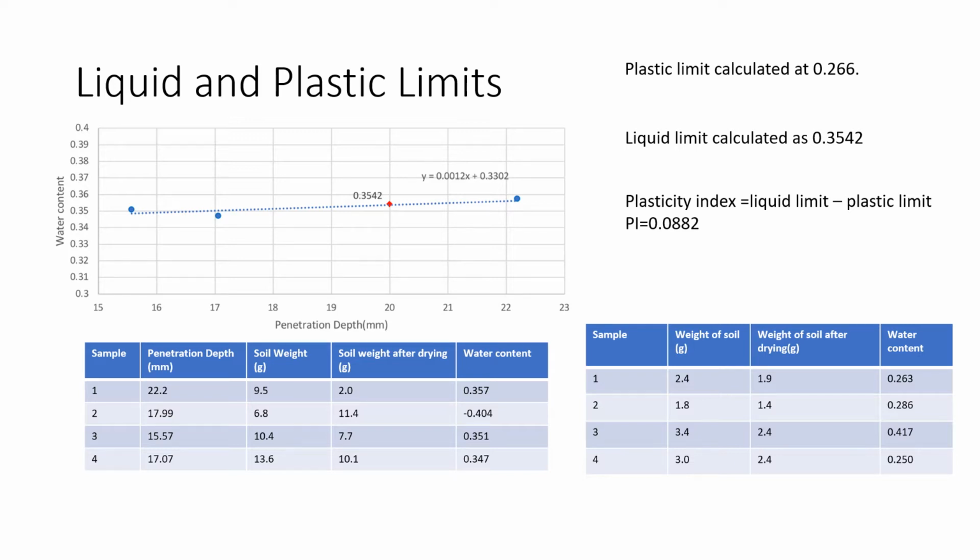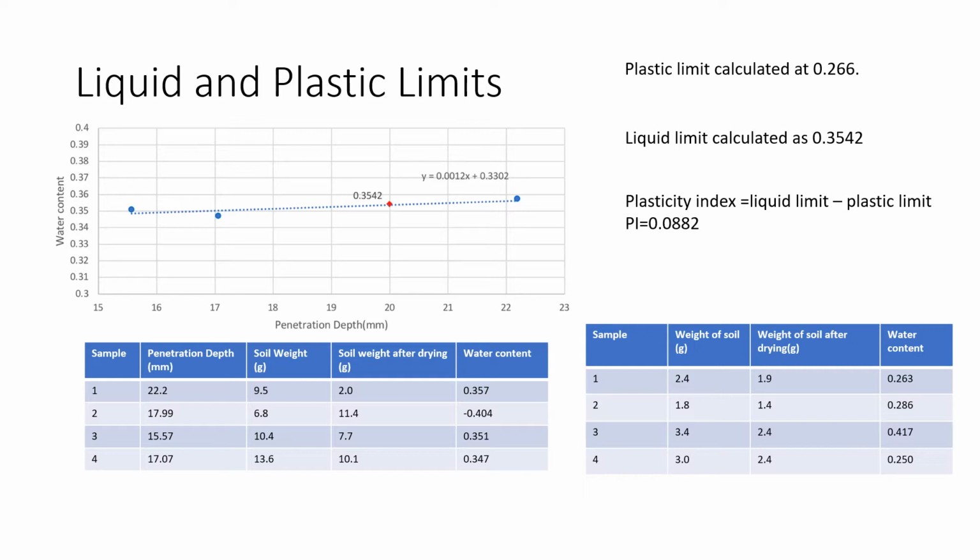The thread rolling test was also performed 4 times to determine the plastic limit of the soil, which is the boundary between the plastic and semi-solid states of consistency. Our average plastic limit was found to be 22.6% water content. With these values, we were able to determine the plasticity index at 8.82% water content.